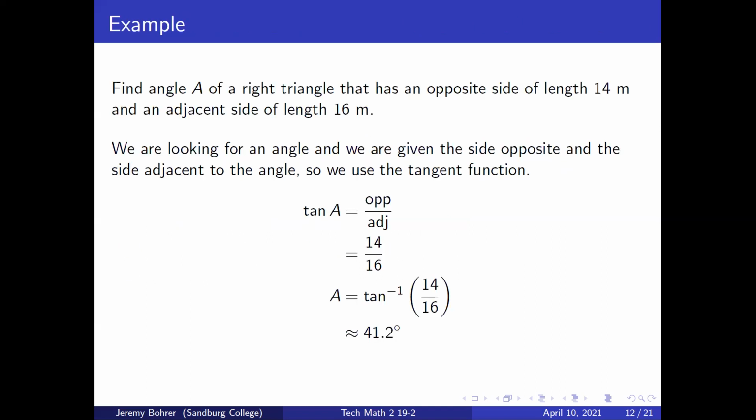Find angle A of a right triangle that has an opposite length of 14 meters and an adjacent side of length 16 meters. We are looking for an angle, and we are given the side opposite and the side adjacent to the angle, so we use the tangent function. The tangent of A is equal to the opposite side over the adjacent side, which is equal to 14 over 16. So A is equal to the inverse tangent of 14 over 16, which is about 41.2 degrees.